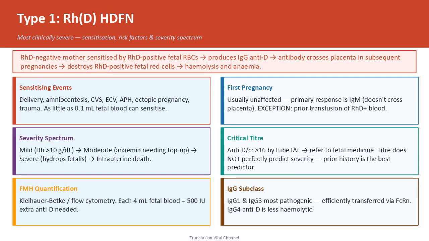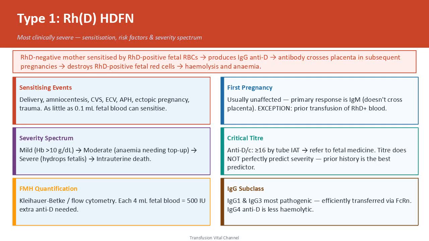Then the first pregnancy is usually unaffected because the primary immune response generates IgM, which cannot cross the placenta, but the memory B cells will form silently. Now there is a critical exception: a woman who is RhD negative might receive a transfusion with RhD positive blood, and then it can lead to HDFN.